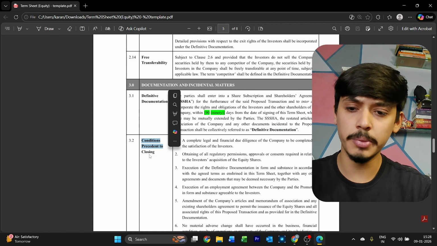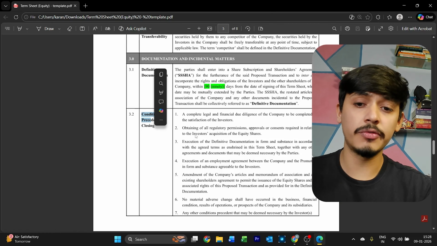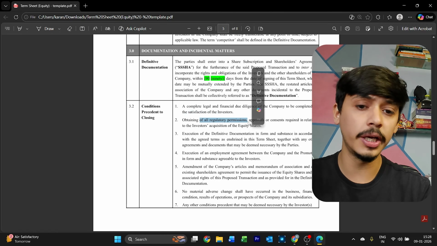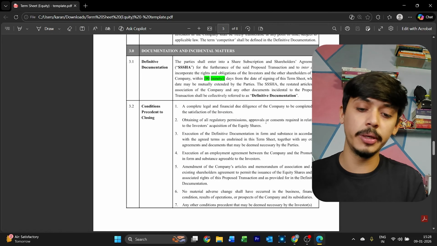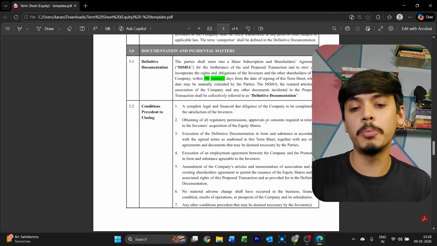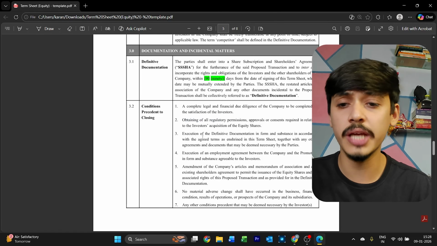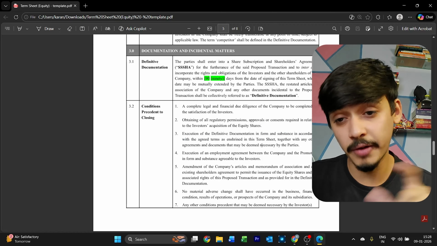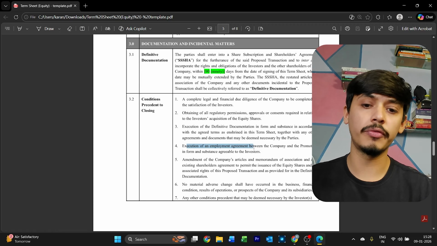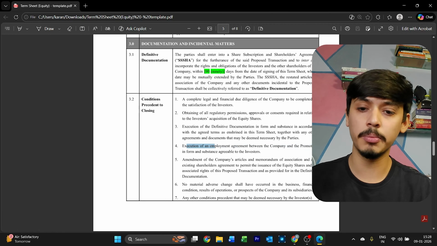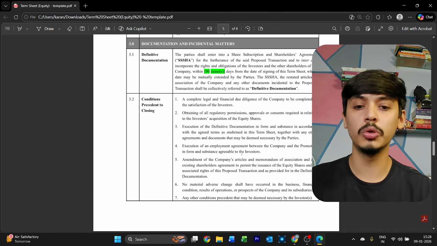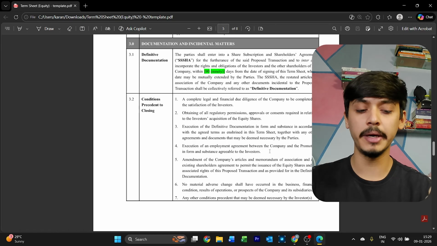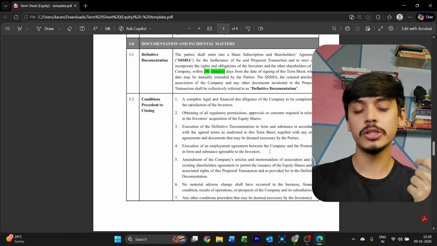Then condition precedent to closing. So some of the conditions that have to be met: complete legal and financial due diligence to the satisfaction of the investors, obtaining regulatory permissions. If there is a merger and acquisition going to take place, then there are a lot of approvals that have to be taken from the regulators. So all those have to be done. Then execution of definitive documentation in form and substance with agreed terms. The final version has to be created. Execution of an employment agreement between the company and the promoters in form and substance agreeable to the investors. So if it's a startup and the promoters have not signed the employment agreement with the company, that has to be signed.